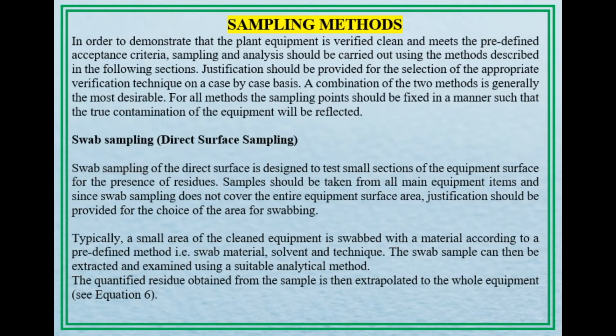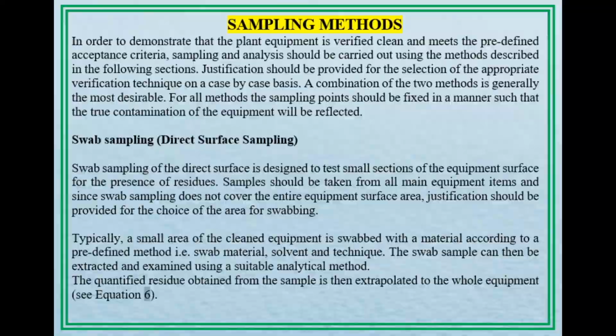Swab sampling of the direct surface is designed to test small sections of the equipment surface for the presence of residues. Samples should be taken from all main equipment items, and since swab sampling does not cover the entire equipment surface area, justification should be provided for the choice of the area for swabbing. Typically, a small area of the cleaned equipment is swabbed with a material according to a predefined method, that is swab material, solvent and technique. The swab sample can then be extracted and examined using a suitable analytical method. The quantified residue obtained from the sample is then extrapolated to the whole equipment.